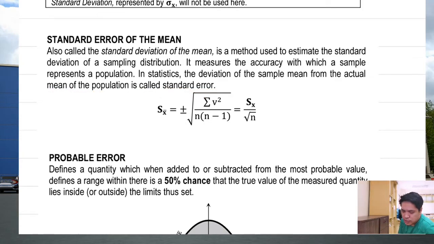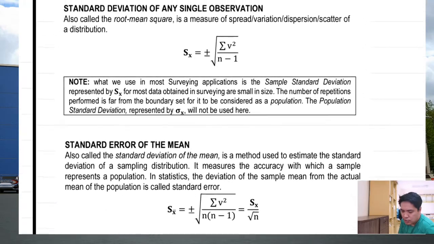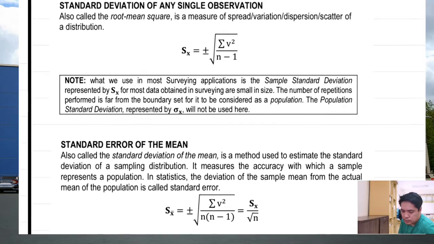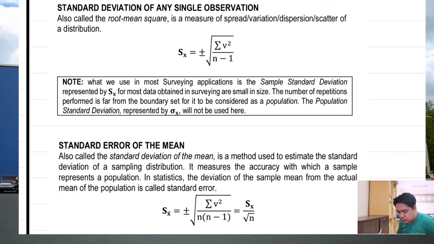Okay, so that is simply similar to the standard deviation or the root mean square formula, but here we just divide by the square root of n. So that is simply the sample standard deviation S sub X divided by the square root of n. The square root of n. So that is the probable or standard error of the mean, if you are measuring the error obtained, or the calculated estimated error of the mean or the average of our measurements.